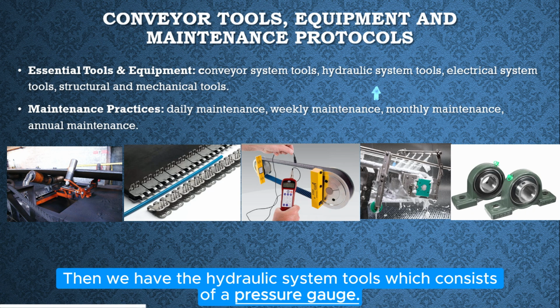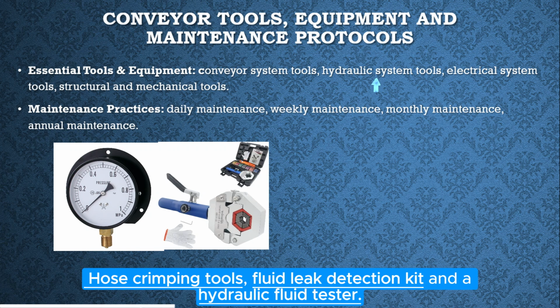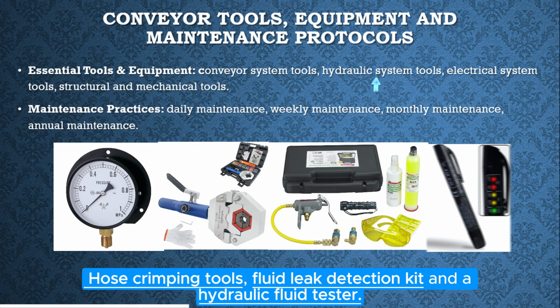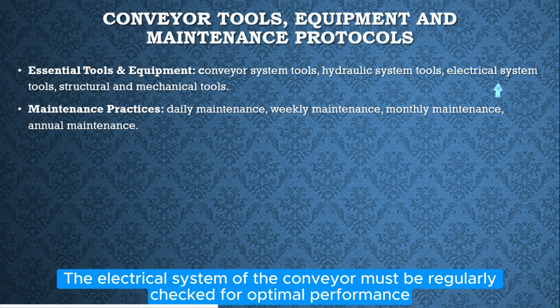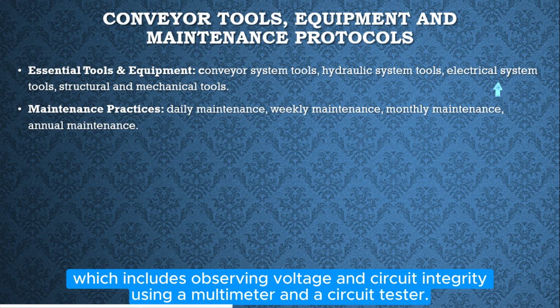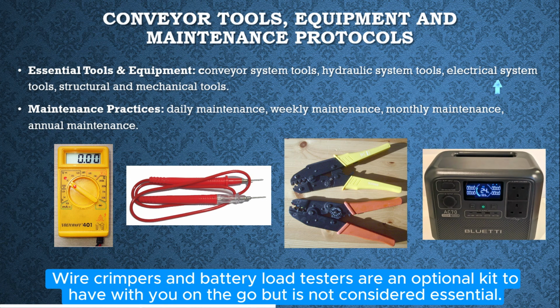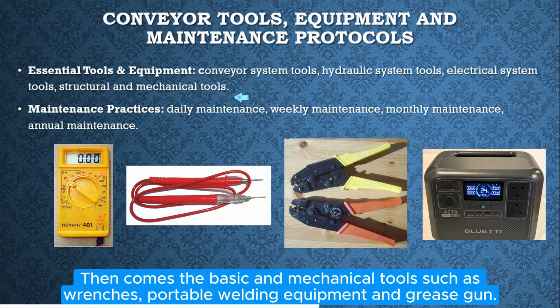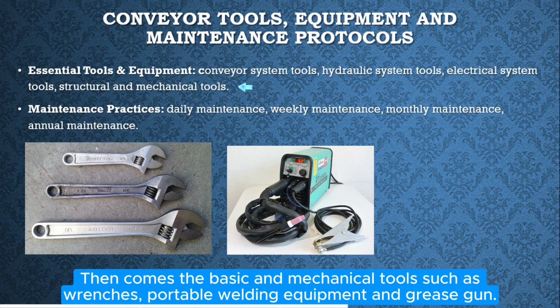Then we have the hydraulic system tools, which consist of a pressure gauge, hose crimping tools, fluid leak detection kit, and a hydraulic fluid tester. The electrical system of the conveyor must be regularly checked for optimal performance, which includes observing voltage and circuit integrity using a multimeter and a circuit tester. Wire crimpers and battery load testers are an optional kit to have with you on the go, but are not considered essential. Then come the basic mechanical tools such as wrenches, portable welding equipment, and a grease gun.